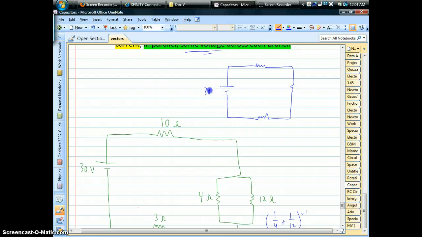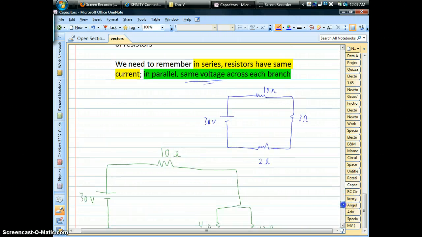So we have our 30-volt battery. We have the 10 ohms on top. We have a total of 3 ohms on the right, and we found a total of 2 ohms on the bottom. So in series, they just add together, so we can find our total resistance is simply 15 ohms. Our total current from Ohm's law is 30 volts divided by that 15 ohms, which is 2 amps.